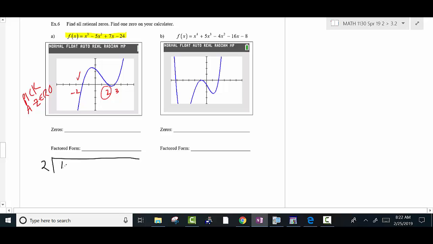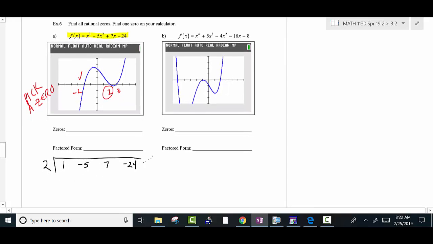So that polynomial is 1, -5, 7, and -24, like that. Okay, now we should get a remainder of 0 when we synthetically divide this. So here's what we're going to do. Go ahead and do your synthetic division and see if you don't get a remainder of 0.